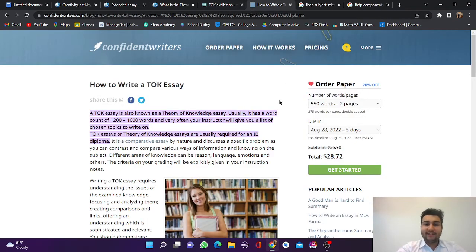The TOK essay, on the other hand, is very similar to the TOK exhibition. However, you have to write a 1200 to 1600 word commentary on an area of knowledge. Further information will be provided about the TOK essay by your teachers, but it is basically a paper where you have to write an essay regarding the theory of knowledge.